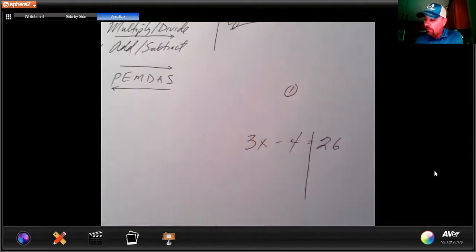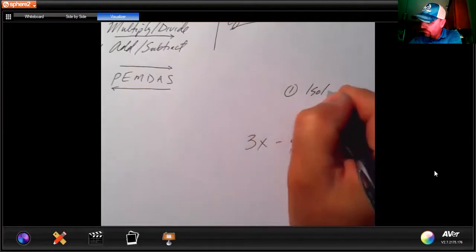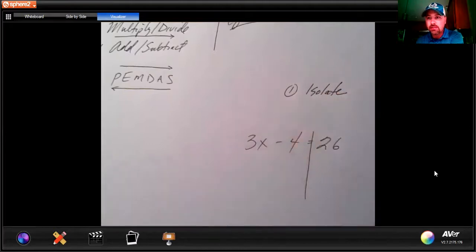Two big ideas for solving equations. Isolate the variable.